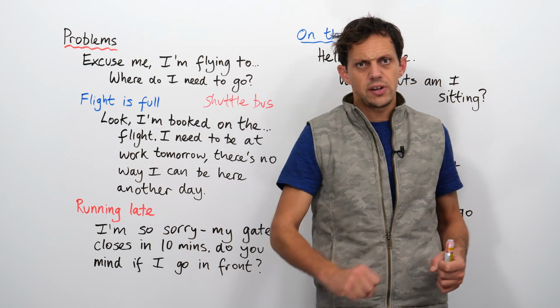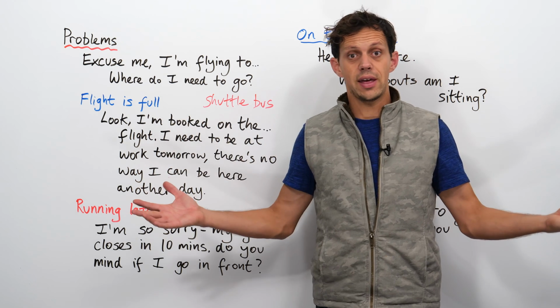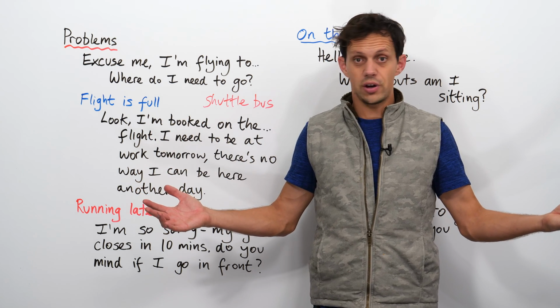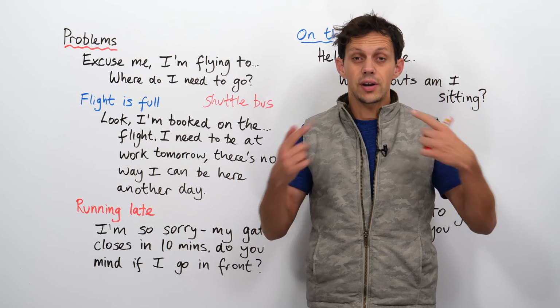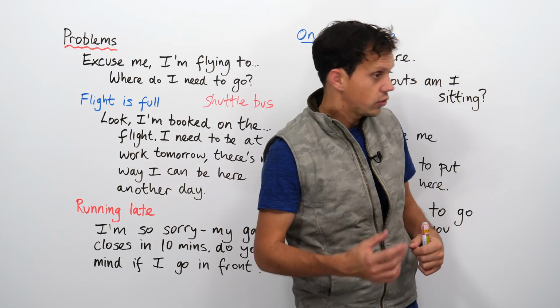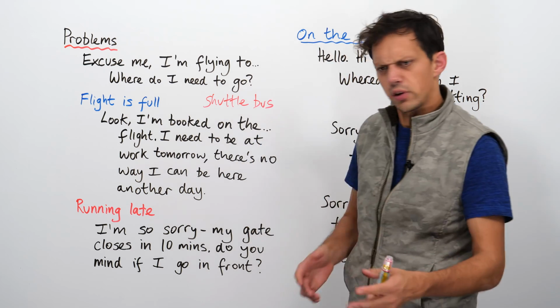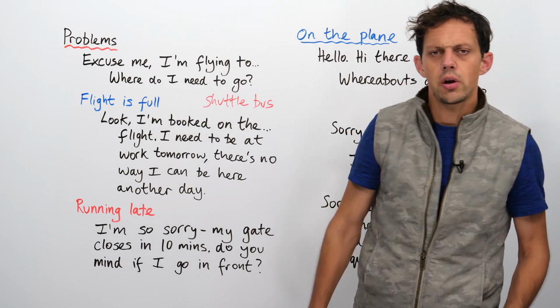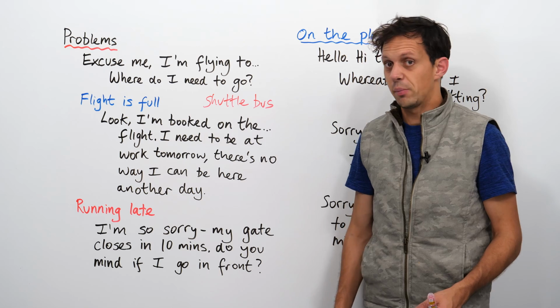This is in the security check. Because if you stand there in the line, you're going to miss the plane. So you're going to have to ask people, I'm so sorry. Do you mind if I go in front? I'm so sorry. Do you mind? And they'll say, go, go, go. Well, hopefully they will. They might not.